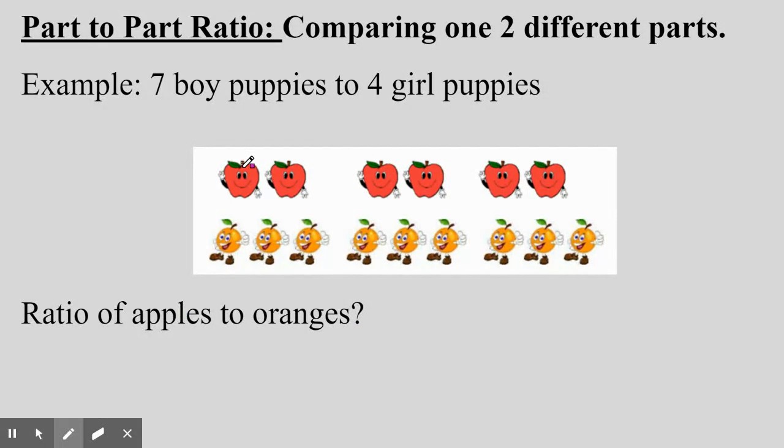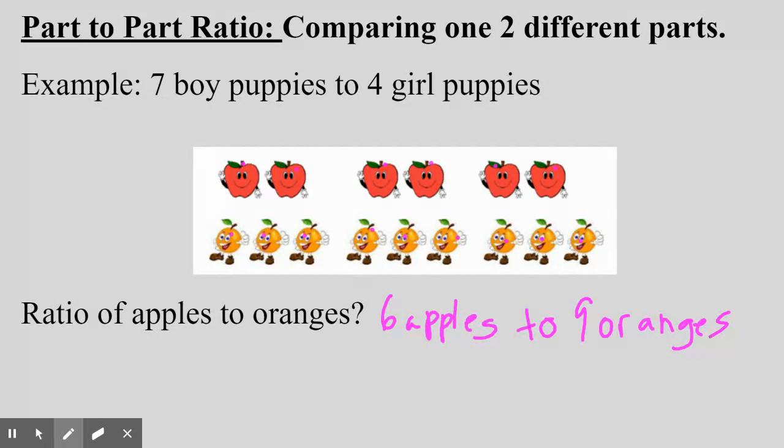So let's count. I have 1, 2, 3, 4, 5, 6 apples. I'm going to write it with my label. Now, oranges comes last, so let's count. 1, 2, 3, 4, 5, 6, 7, 8, 9. So I have 9 oranges.